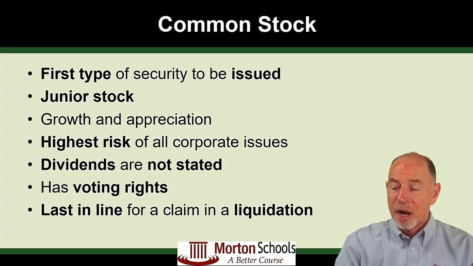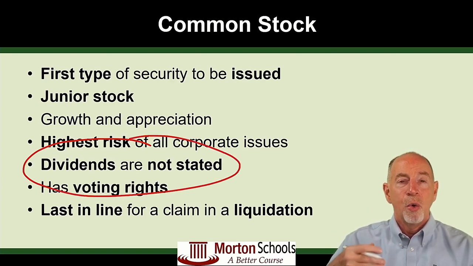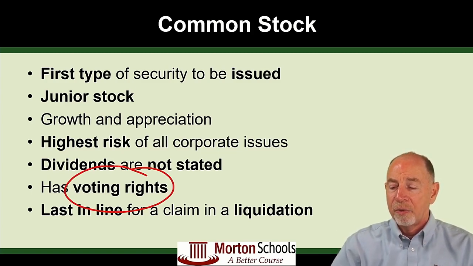Now, the dividends are not guaranteed. So when a company has excess profits, or if the company is not putting those profits back into growing the company, then you might get a dividend. Not guaranteed, but there's that chance. Also, as we talked about, the outstanding shares, the shareholders have voting rights. So that means that they do have control over the company.